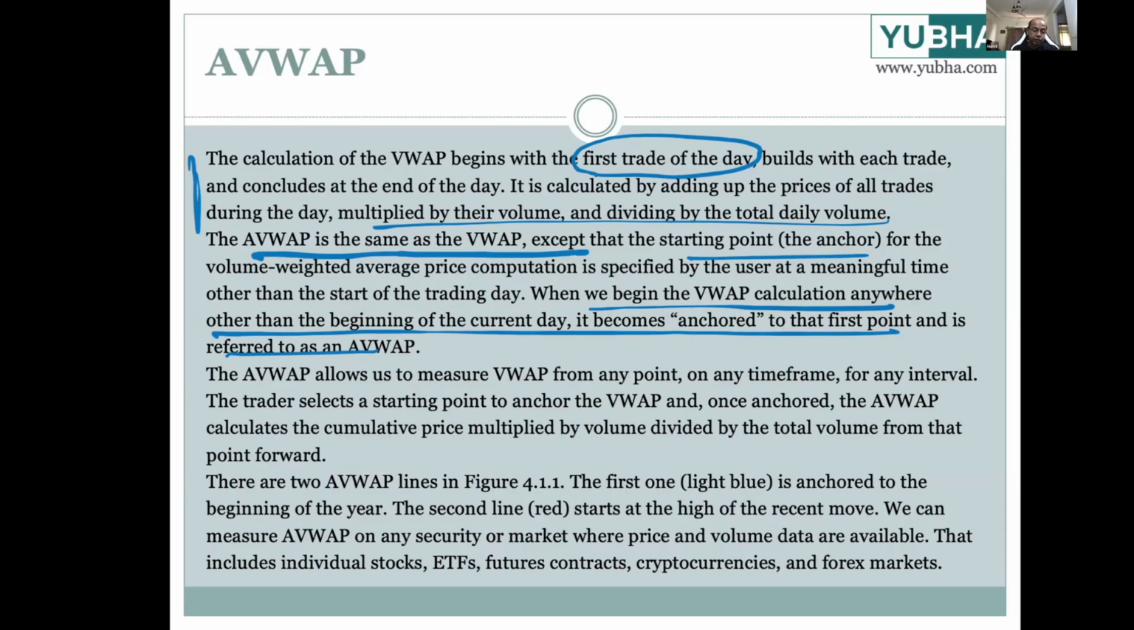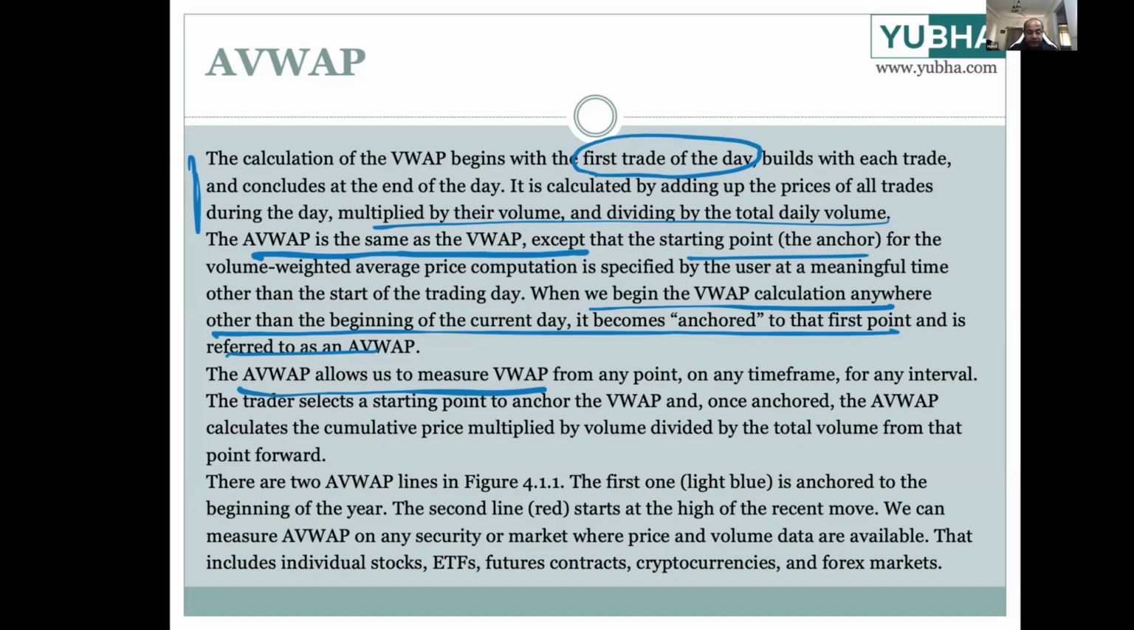VWAP is a short-term indicator, typically an intraday indicator, which looks at price movements from the beginning of the day. But anchored VWAP can start anywhere on the chart, and we'll go to TradingView and see that. Anchored VWAP allows us to measure the VWAP from any point of reference, and that point of reference is called an anchor. That's why it's called anchored VWAP.